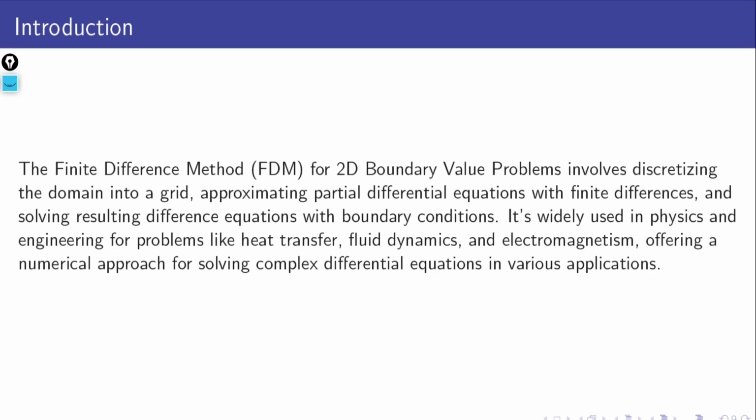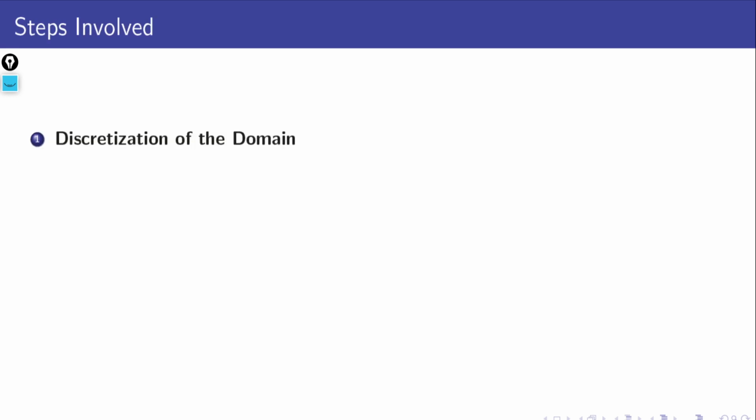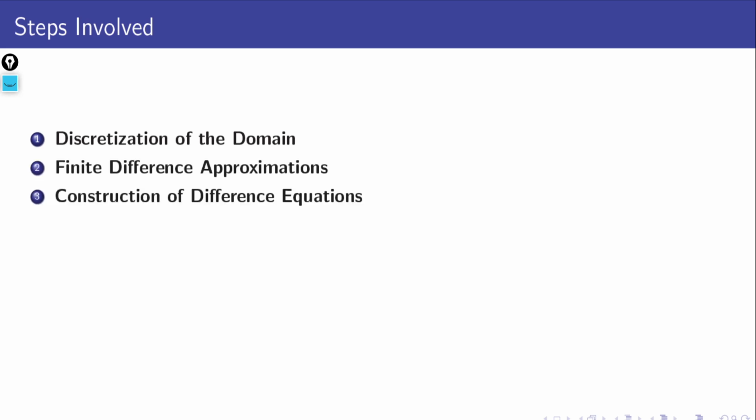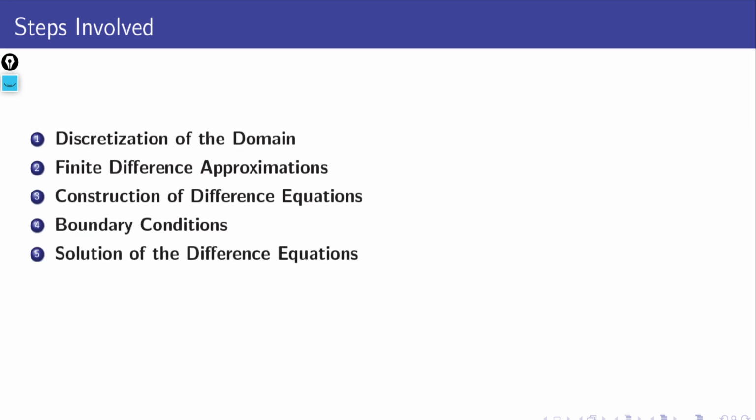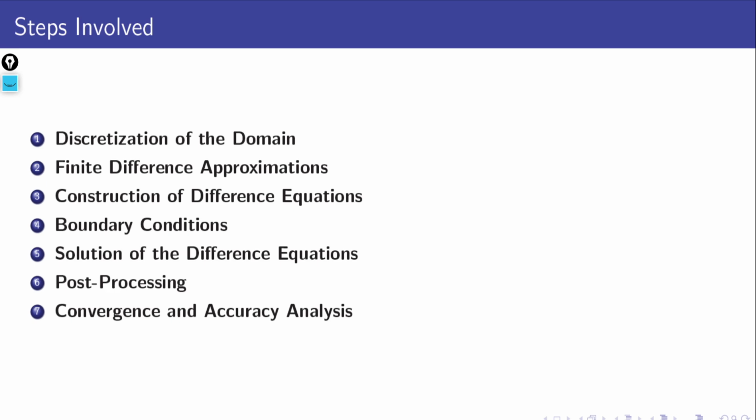It is widely used in physics and engineering for problems like heat transfer, fluid dynamics, and electromagnetism, offering a numerical approach for solving complex differential equations in various applications. Here are the few steps involved to apply the finite difference method scheme: discretize the domain, then finite difference approximation, construction of a difference equation, boundary conditions, then we need to apply the solutions of the difference equations. After that, post-processing and convergence and accuracy analysis.